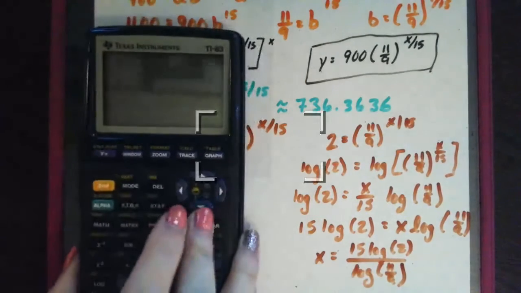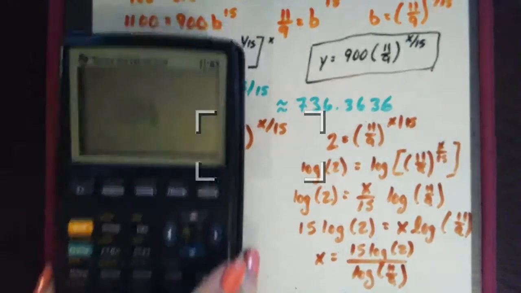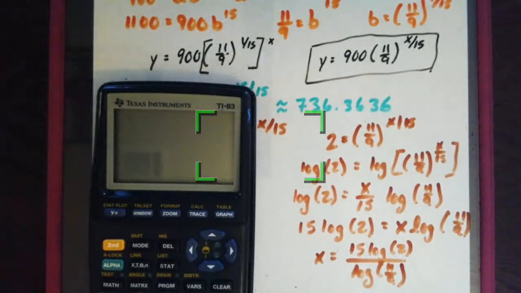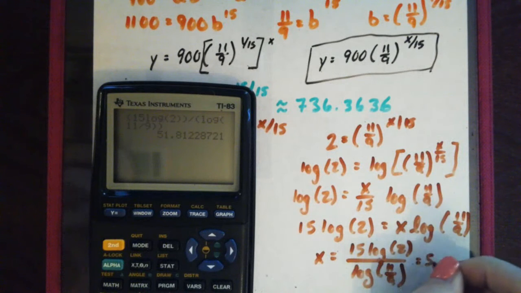When you do these complicated problems in the calculator, you can either do the numerator first and hit enter, then divide by the denominator, or you can put your numerator in parentheses and your denominator in parentheses. So I'll have 15 times the log of 2 divided by the log of 11 ninths. I'm looking at 51.8123.